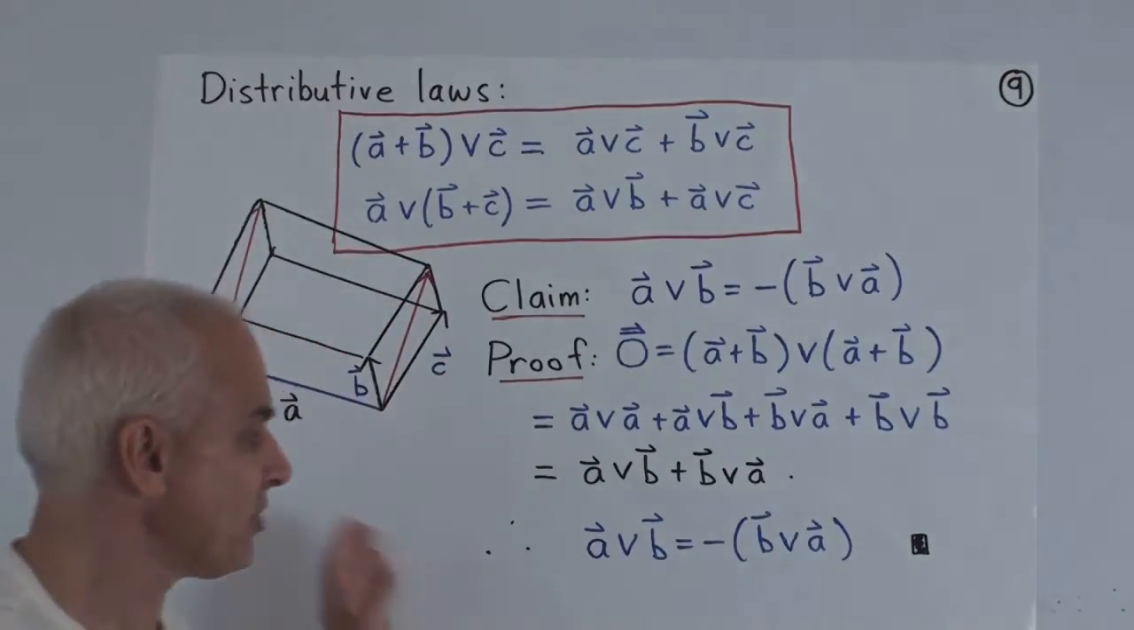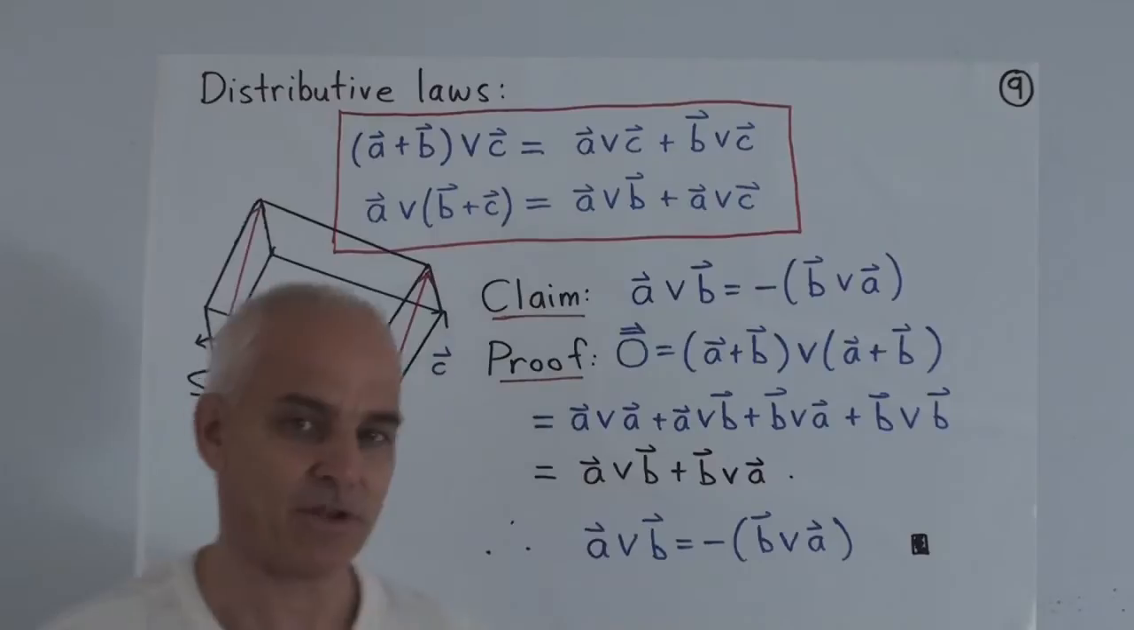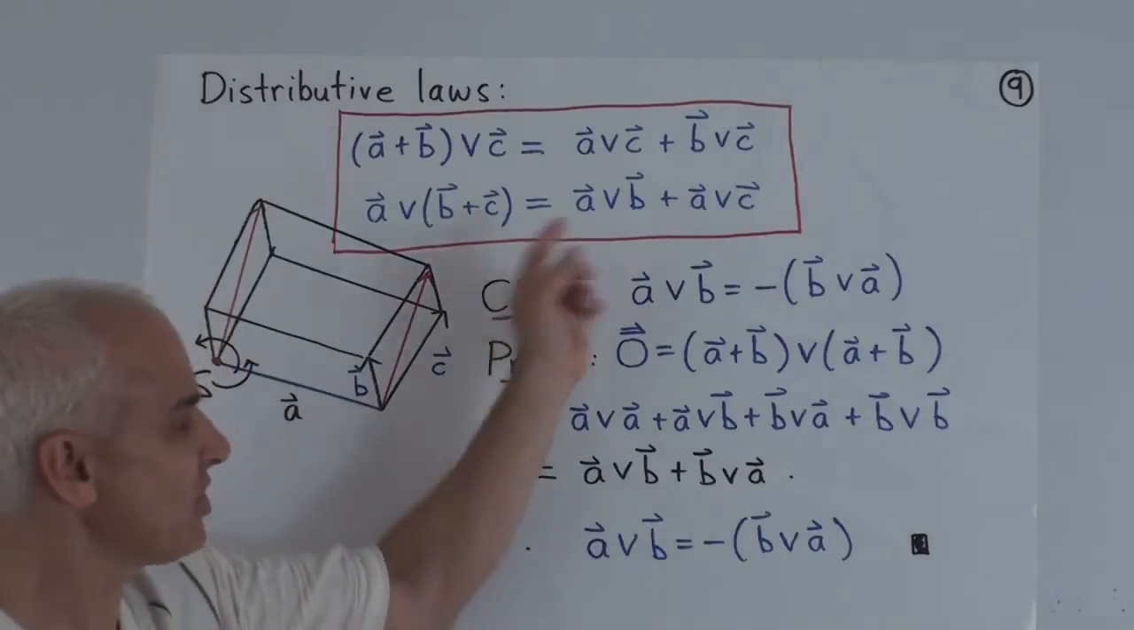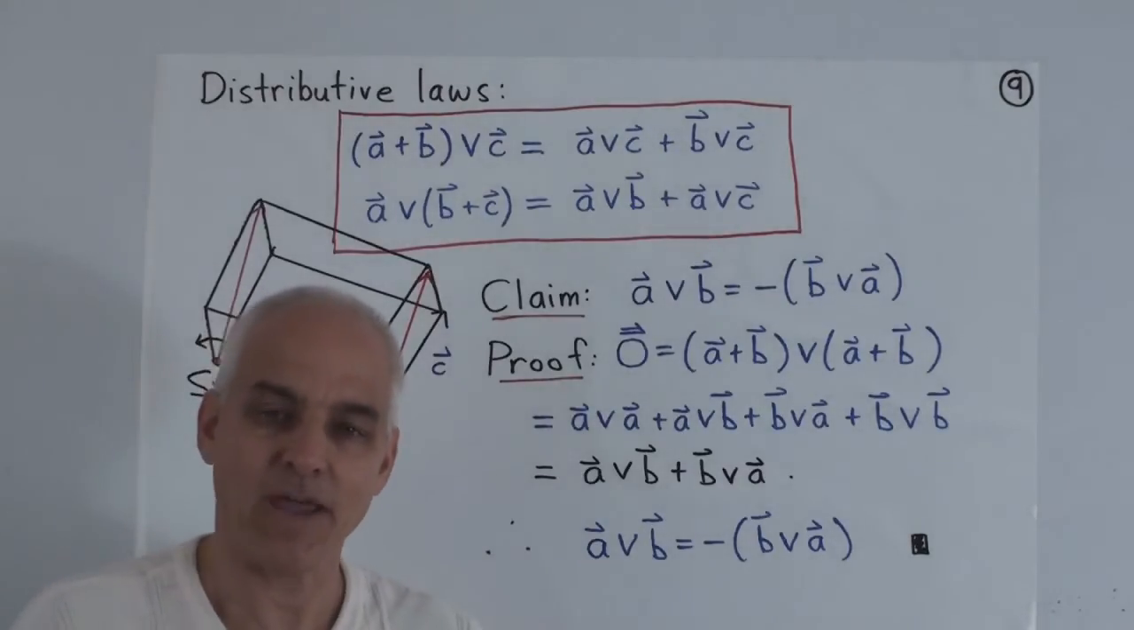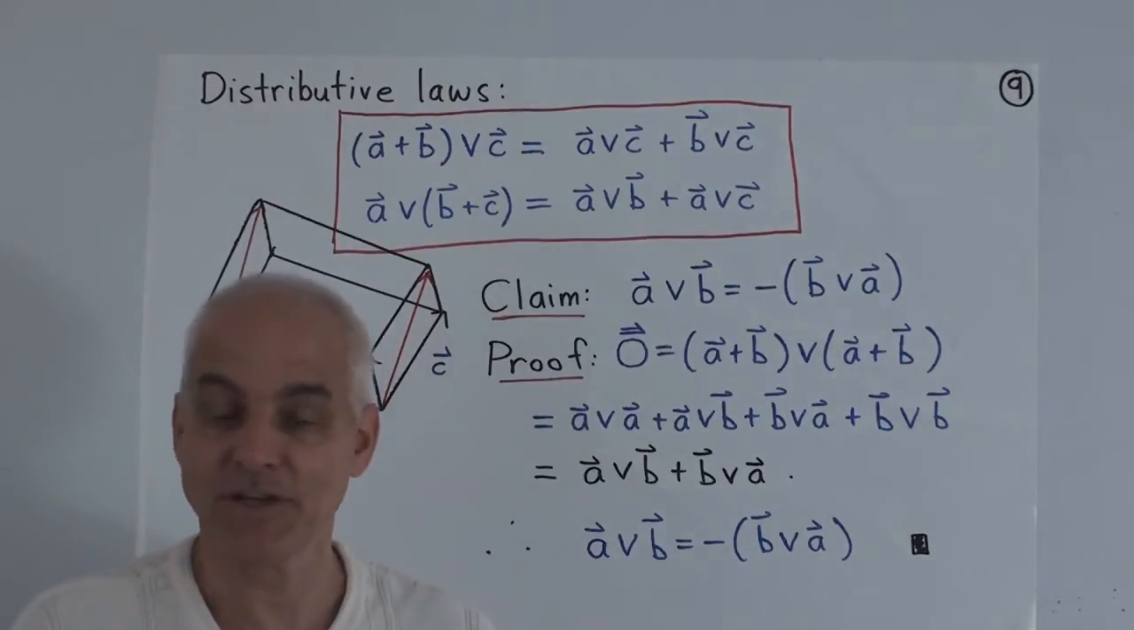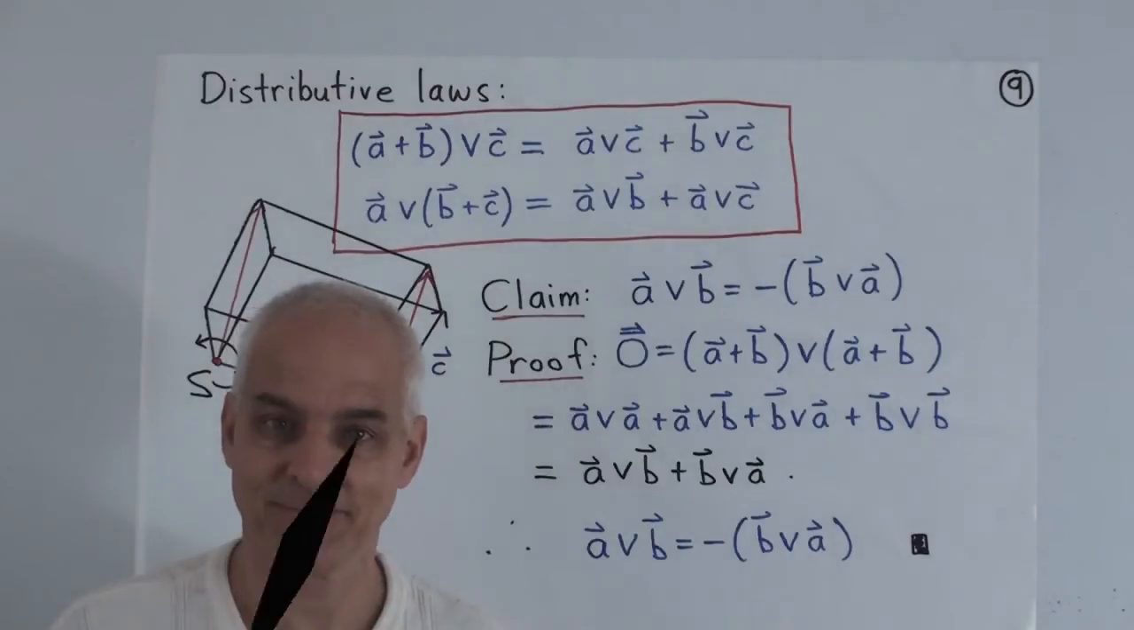We're going to talk more about this later, but you can see that this wedge is acting a little bit like a multiplication, and that's sort of the way you should think about it. It's a way of multiplying 2 vectors to give you a bivector.